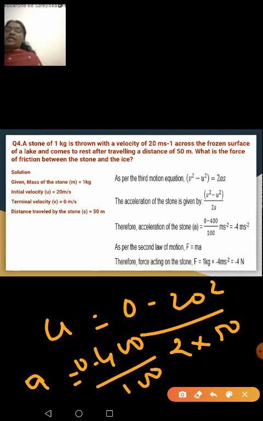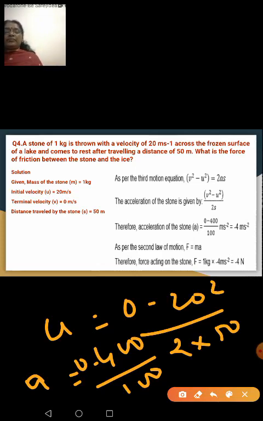See, we cannot take this as minus 20, because the minus is in the formula, not in the value of u. Okay, so don't tell me, Miss, minus 20 square is plus 400. It is not minus 20 square. The formula is v square minus u square. If u were minus 20, then u square would become plus 400, but here it cannot be done like that. The minus is there in the formula, so we have to use it like that only. 0 minus 400 upon 100.